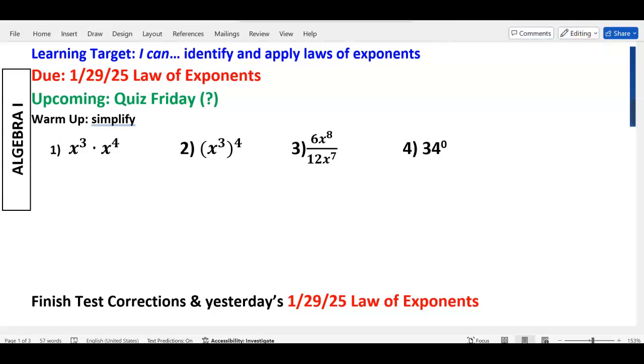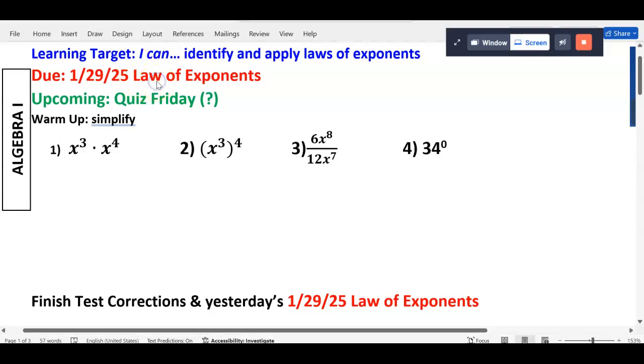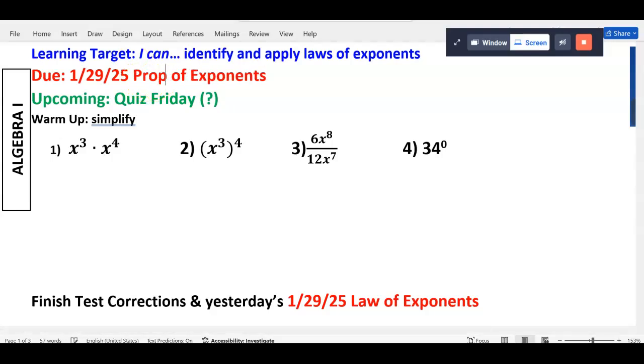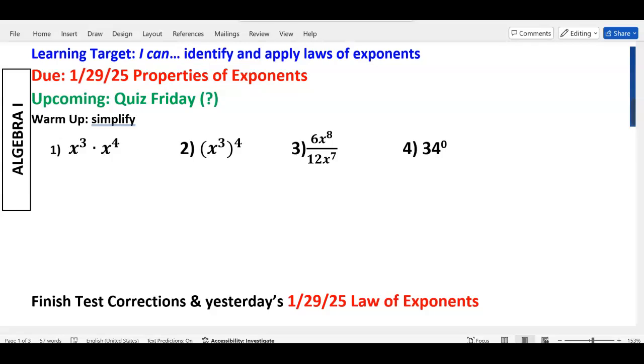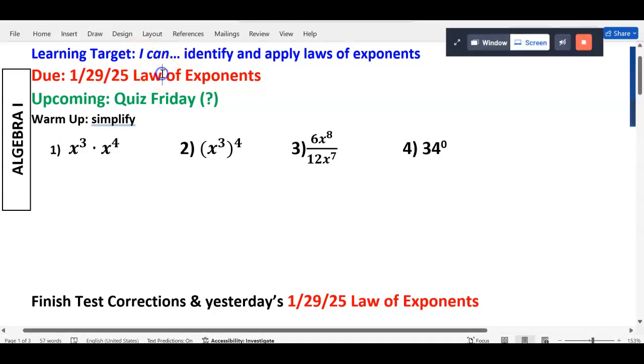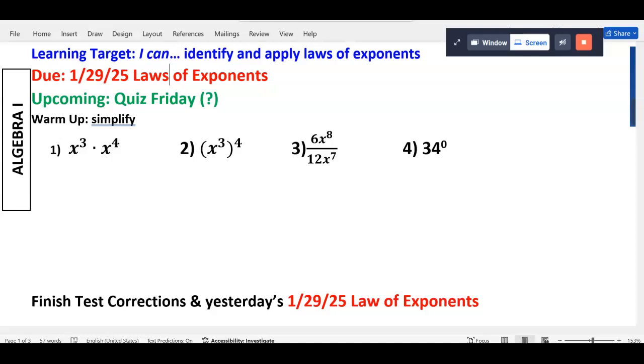All right. So yesterday we did notes on properties of exponents. It looks like this. There's a little typo on there. Anyways, it looks like it says P laws, but it's just laws of exponents.